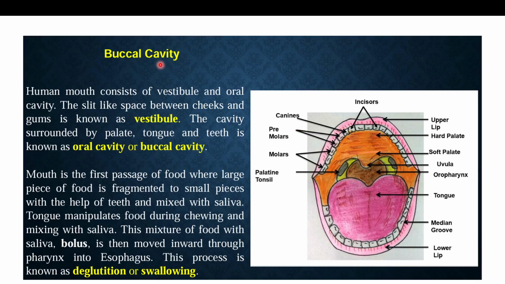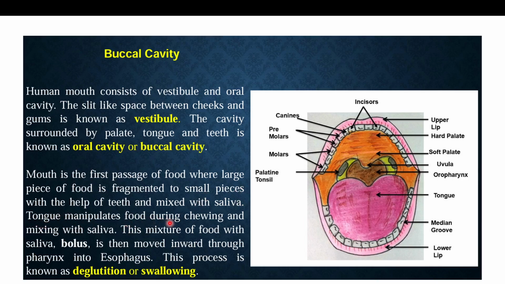Starting with the buccal cavity. This is actually the mouth, which consists of a vestibule and oral cavity. The slit-like space between cheeks and gums is known as the vestibule, and the cavity surrounded by the palate, the upper roof, palate, tongue, and teeth, is known as the oral cavity or buccal cavity. So the mouth is the first passage of food where large pieces of food are fragmented into small pieces with the help of teeth and mixed with saliva to form a bolus.